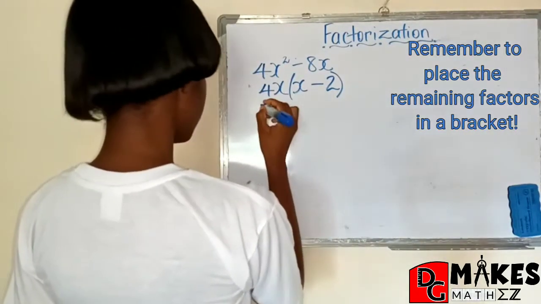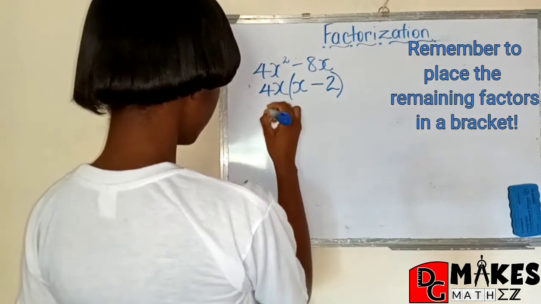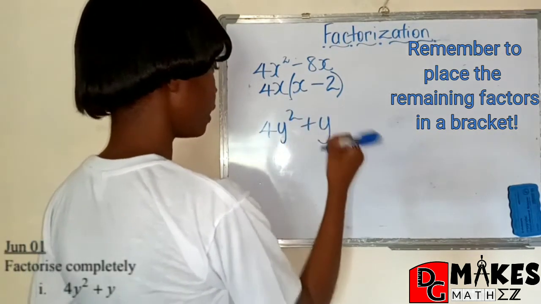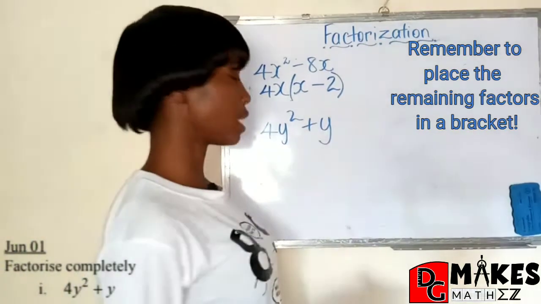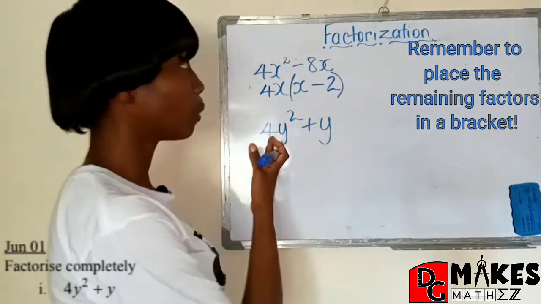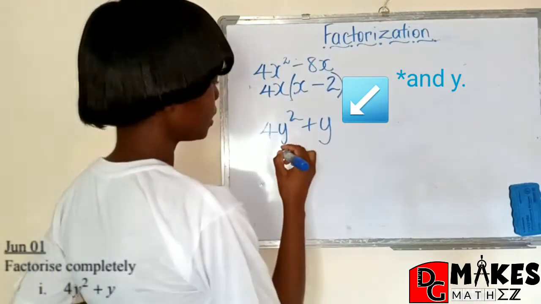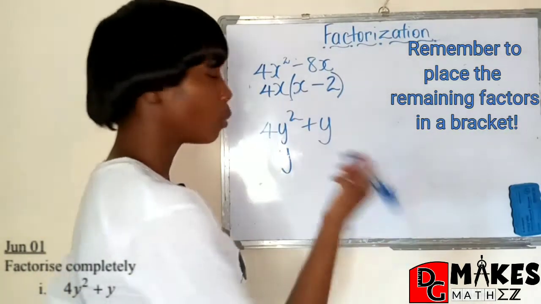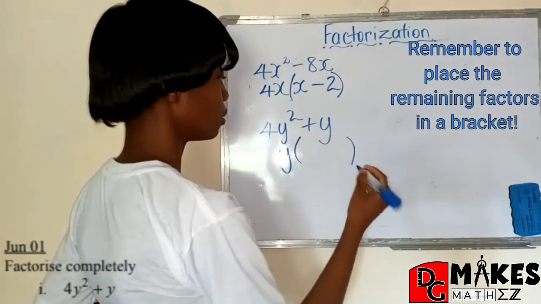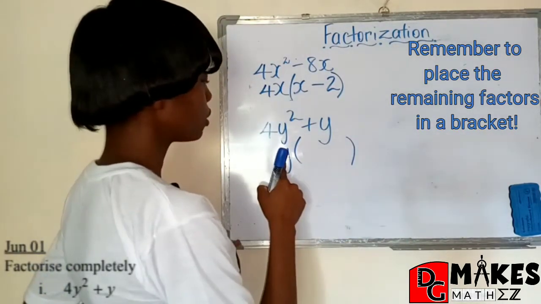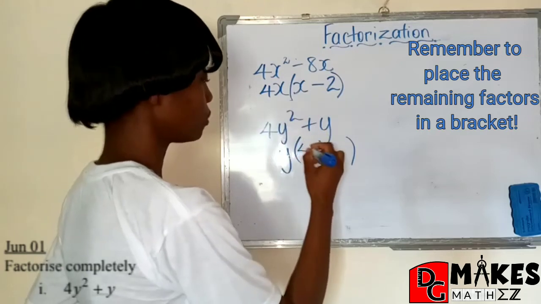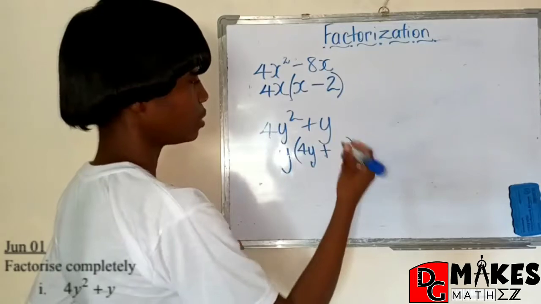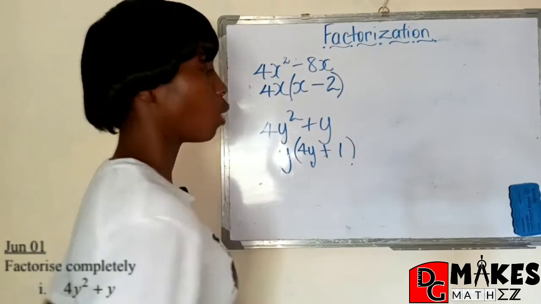Now we take our second question, which says we're going to be factorizing 4y squared plus y. And so we're going to ask ourselves, what's the highest common factor of 4y squared and y? That is going to be y. And we know when we factor out y, our answers are going to go inside our brackets. Factoring out y from 4y squared, we're left with 4y, plus y into y gives us 1.